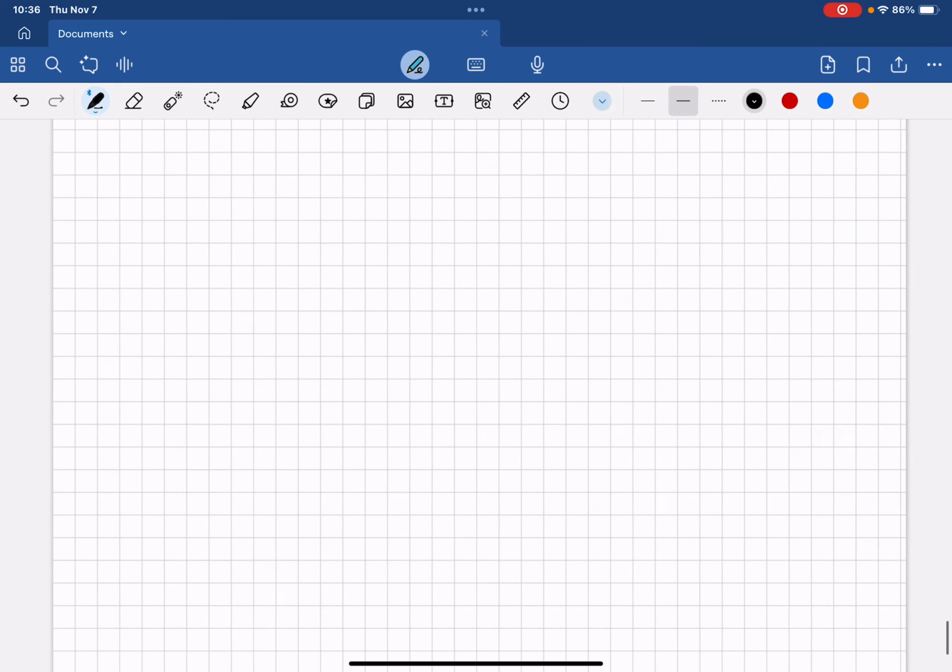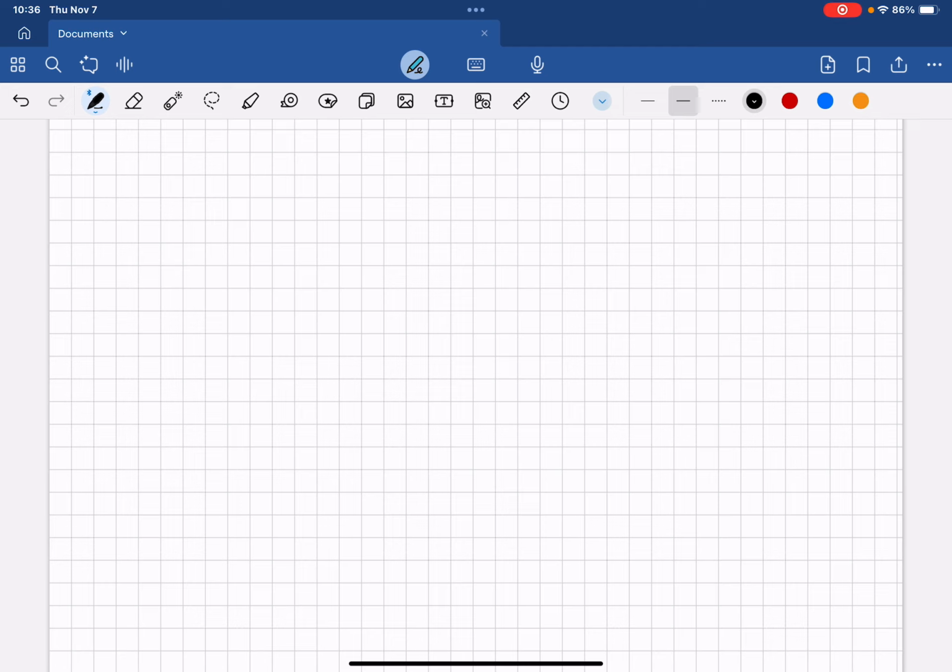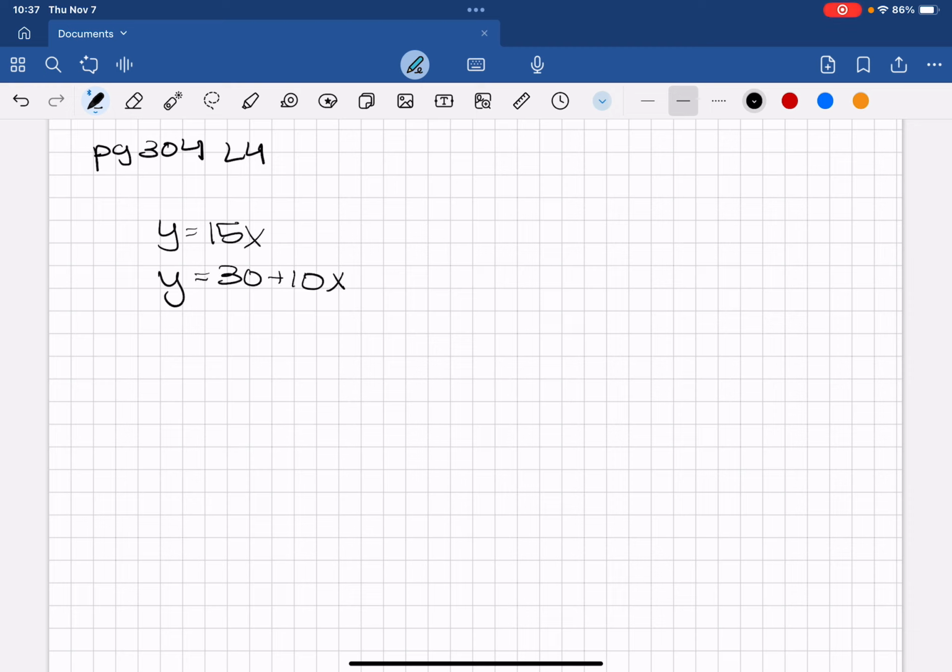So the first thing we're going to talk about is page 304 in your book, which is lesson 4, and it's graphing simultaneous equations. If you read through your book, it'll give you good examples of what this looks like. Essentially, the point is to learn that when we have two equations, y equals 15x and y equals 30 plus 10x, we can graph those.